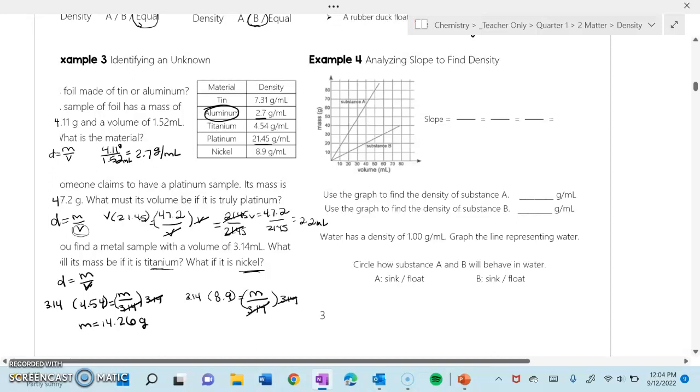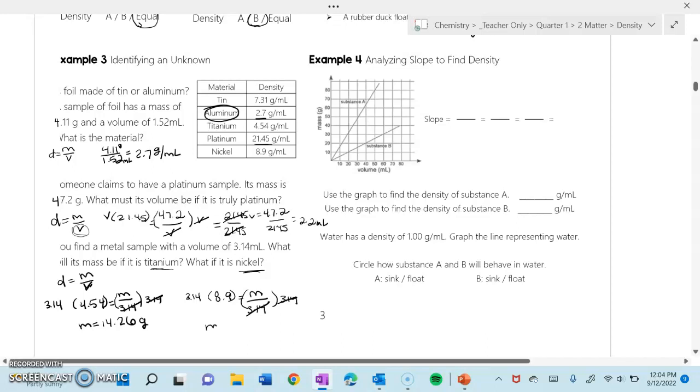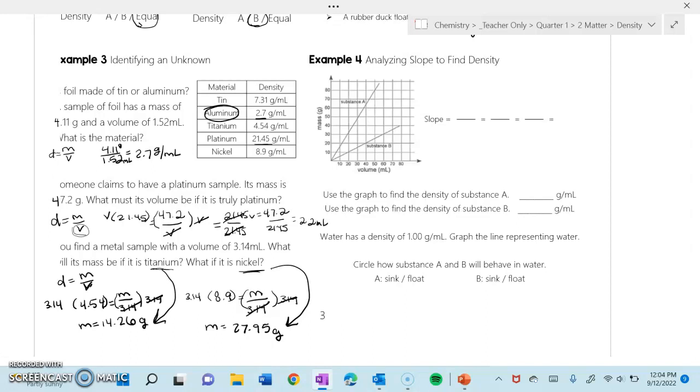And solve. Multiply here: 3.14 times 8.9. If the sample is nickel, then the mass is 27.95 grams. So if it's titanium, there's our mass. If it's nickel, there's our mass, based on the ratio of mass and volume, which gives us density.